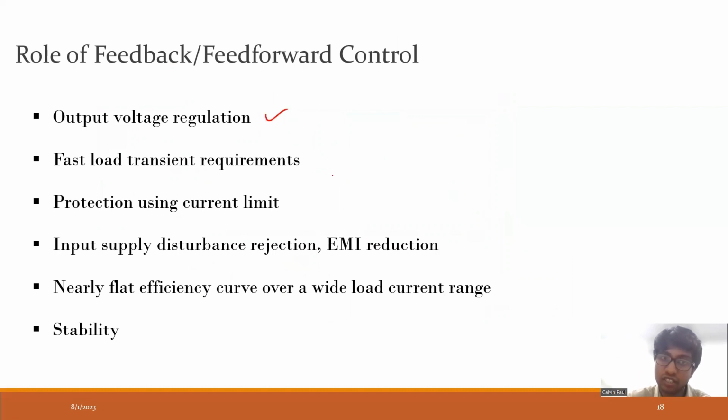Also, I want load transient performance to be good. It's like if the load is increasing, like this is my output load current, what will happen is the voltage will dip. It will dip and it will come back. So this dip should be limited. It cannot dip indefinitely and then come back. I don't want it to be like this. So this is a better transient performance.